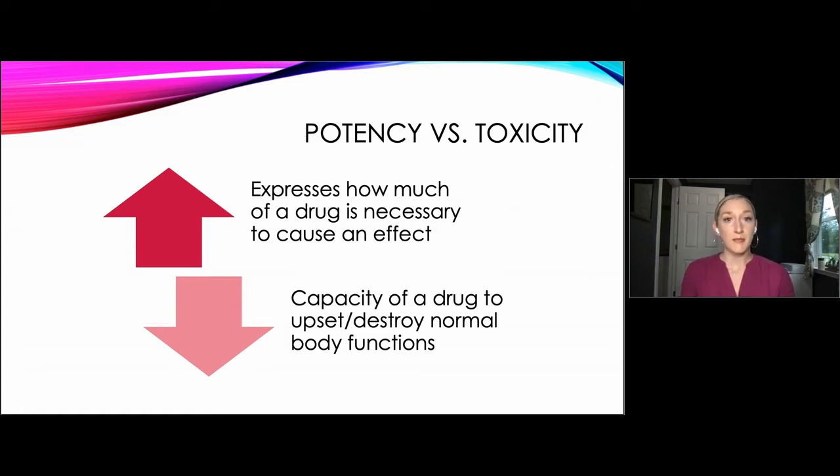Toxicity, on the other hand, may have a greater effect on a person whose body is already compromised by disease or illness. So drugs with a high potency are often toxic even in small doses. So it's very important to be careful of that.